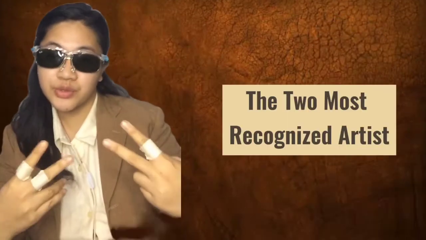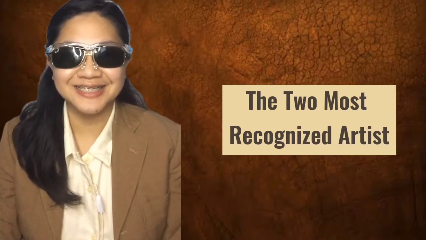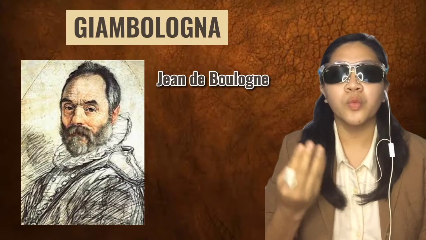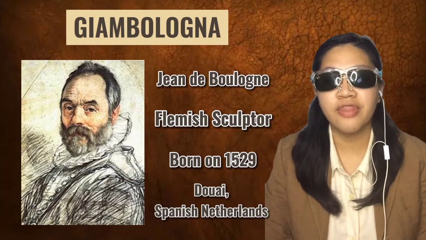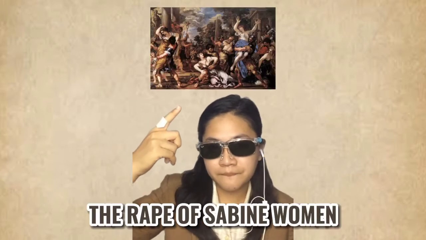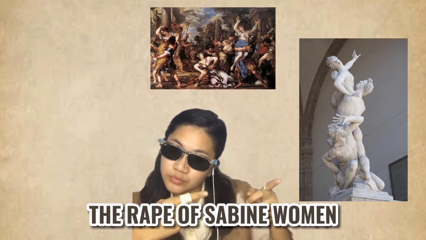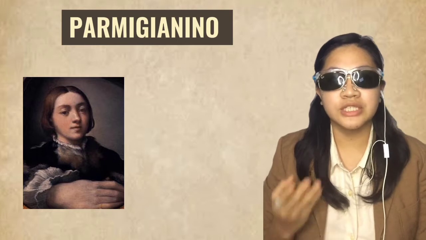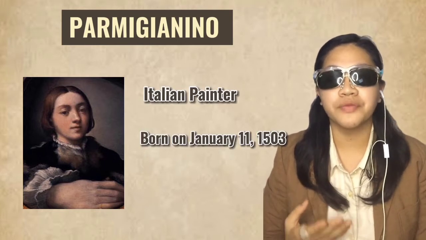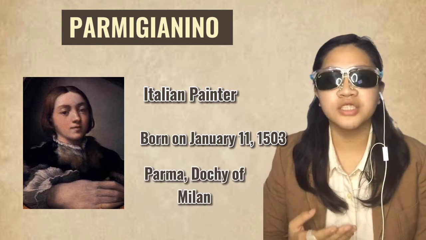So these are the two most recognized artists in this era. Gian Bologna, also known as Jean de Boulogne, was a Flemish sculptor. He was born in 1529 in Douai, Spanish Netherlands, and he is the one who made the Rape of the Sabine Women. The next one is Parmigianino. Parmigianino is an Italian painter born on January 11, 1503 in Parma, Duchy of Milan, and he is the one who made the painting of Madonna with a Long Neck.